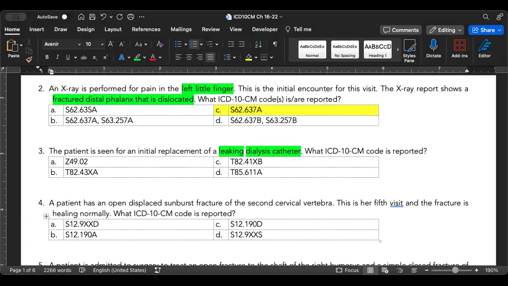T82.43. Yep. Let's go back in the tabular at T82.43. We know we're going to have to expand it out, but let's see how far we have to expand it. So T82.43, and it tells us we require a 7th character.